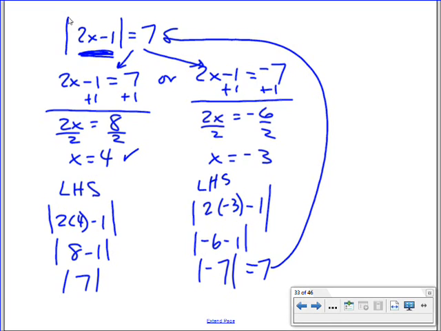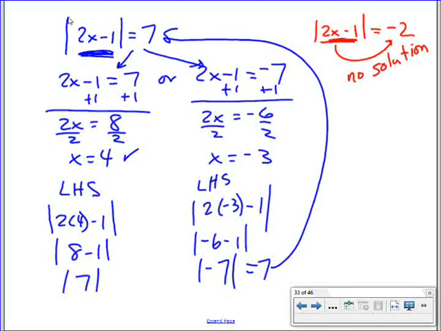Now, there is one thing to watch out for. If you had something like the absolute value of 2x minus 1 equals negative 2, when we take the absolute value of whatever's inside, if it's positive or negative, it will be positive. And so we can never get a negative number when we take the absolute value. So in a case like this, where the absolute value is equal to some negative number, there will be no solution to that equation.